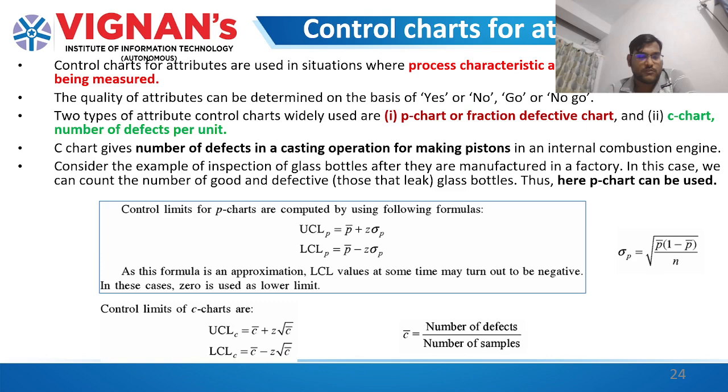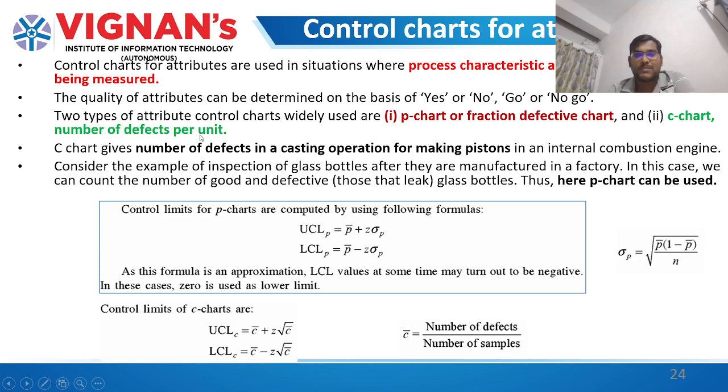We are having two types: one is the P chart and the other one is the C chart. The P chart is also called a fraction defective chart, so number of defectives. It will be used to find out the fraction defectives. The second one is the C chart, so number of defects per unit, a particular unit.